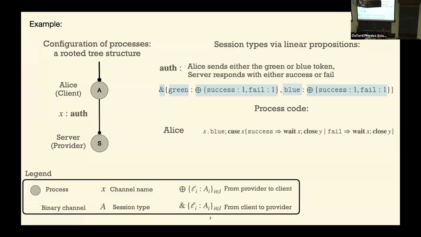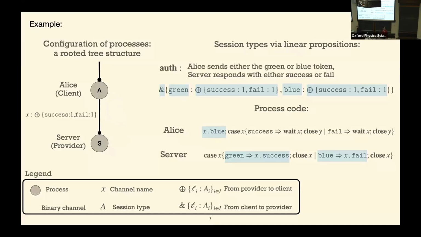Okay, so now let's write one particular implementation of this protocol in which Alice chooses to send the blue token, and the server responds to the green token with success, and responds to the blue token with fail. And let's see how this will go. You can see that the server has two branches and Alice sends the blue label.